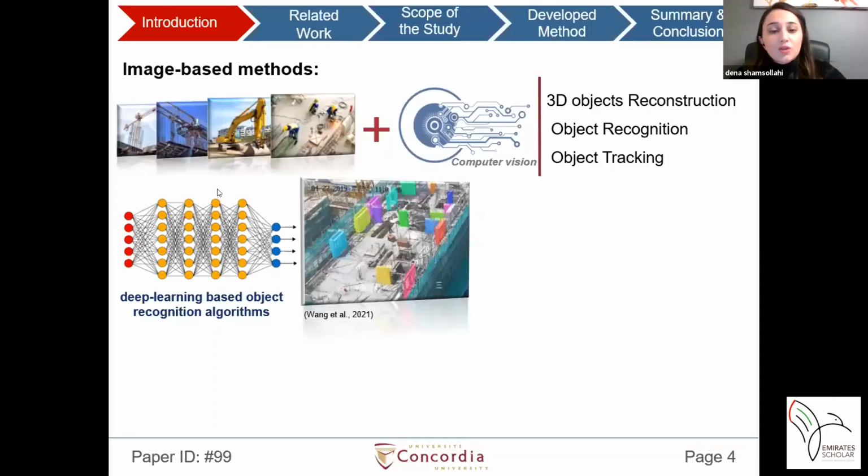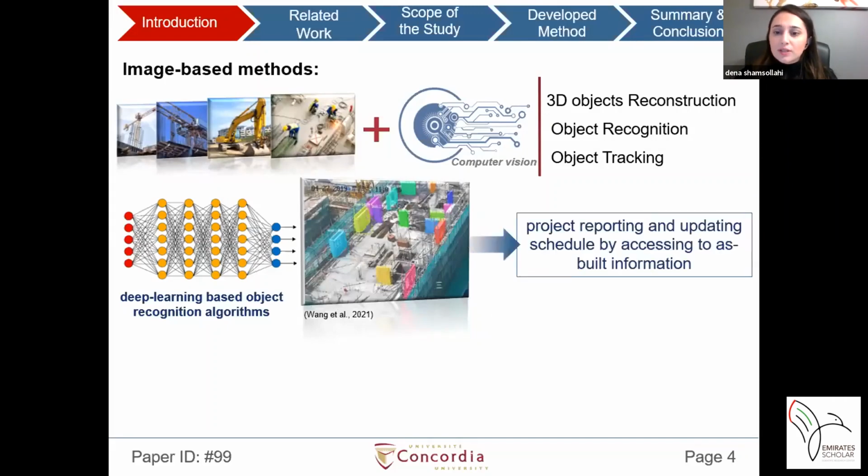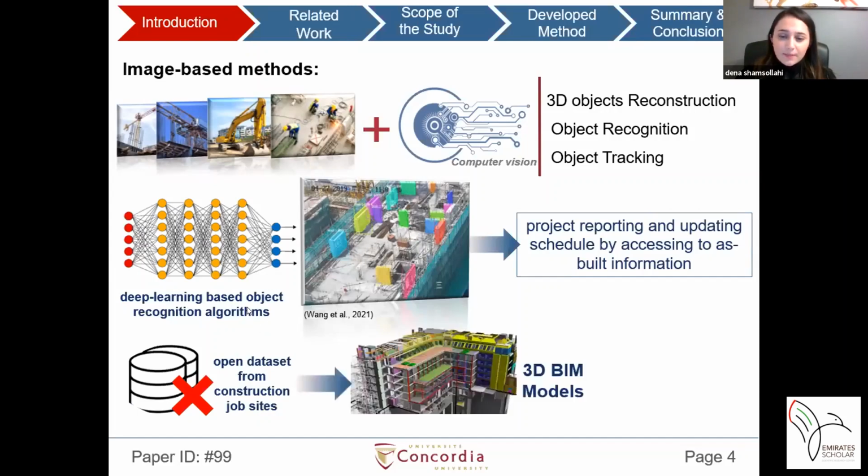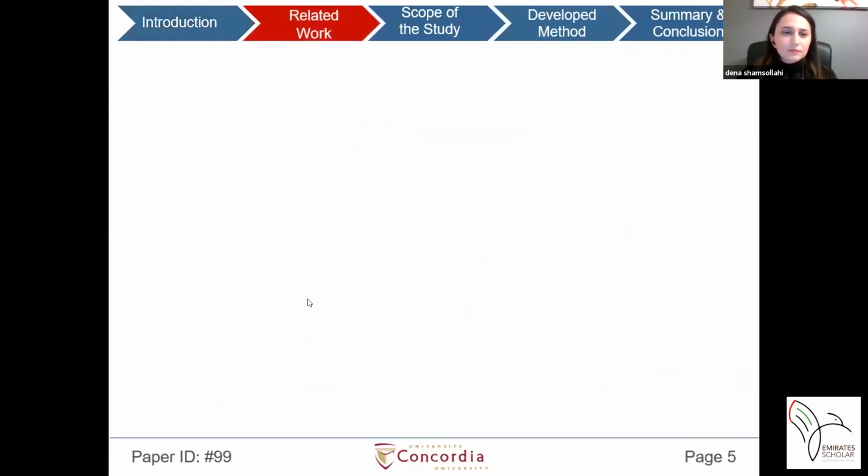Detect construction elements automatically from construction job sites from digital images to help progress reporting and updating the schedule by accessing as-built information. Unfortunately, there is no open and public dataset from construction job sites to train these deep learning algorithms. Hence, many researchers utilize 3D BIM models to extract synthetic images to create digital image datasets for training these deep learning algorithms.